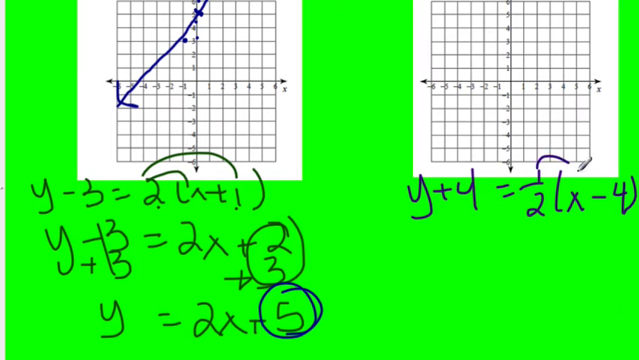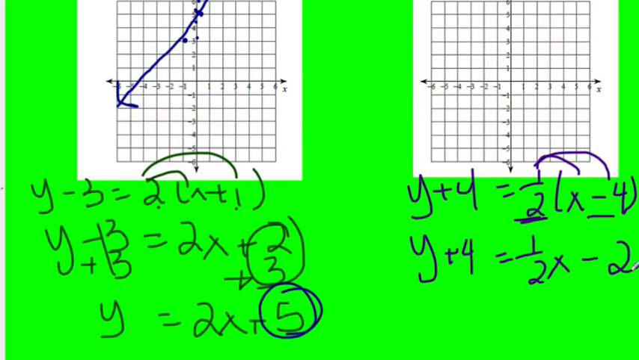So the first thing we want to do is distribute in that 1/2. So then I have y plus 4 is equal to 1/2 x, and then we have 1/2 times a negative 4. Now we've talked about how 1/2 is really the same as dividing by 2. So here you have 4 divided by 2. So I'm going to look at that as being minus 2.